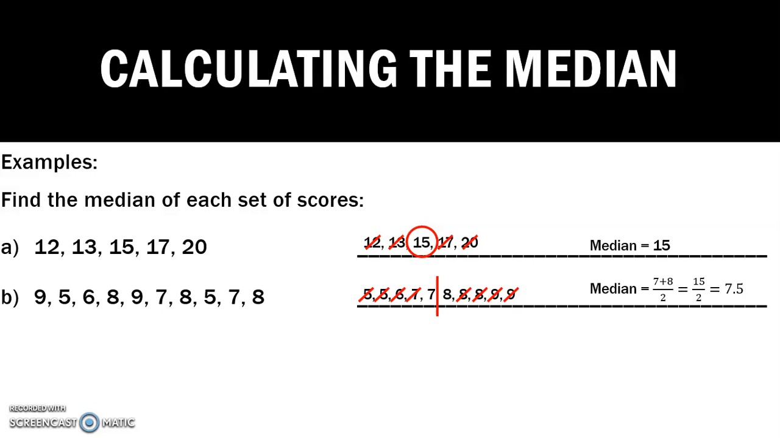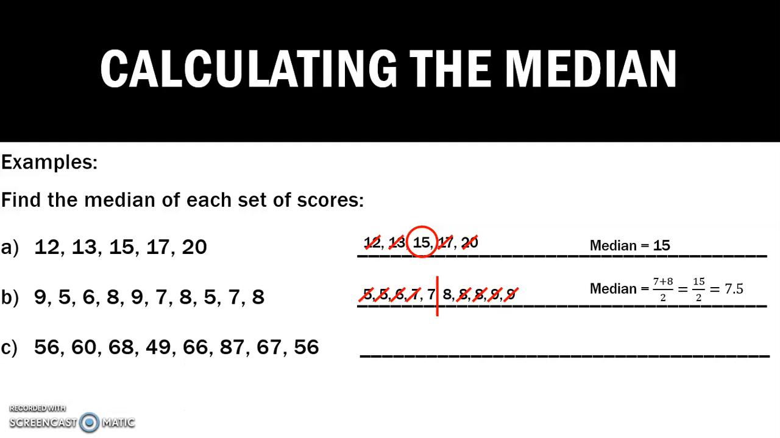So you can either think what number is in between 7 and 8, or you can find the average of the two numbers. For example C, we have the scores 56, 60, 68, 49, 66, 87, 67 and 56. So we need to write these scores in order. When we do so, we get 49, 56, 56, 60, 66, 67, 68 and 87. Then we cross out the first score and the last score, the second score and the second last score, the third score and the third last score, and now we're left with two scores in the middle again.